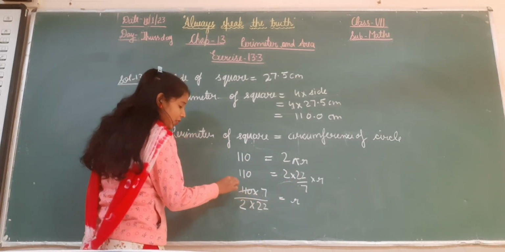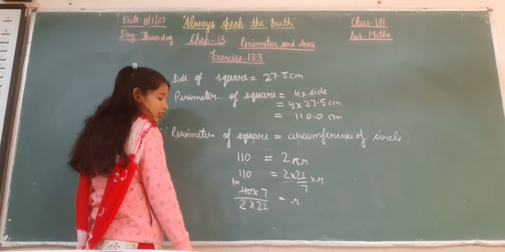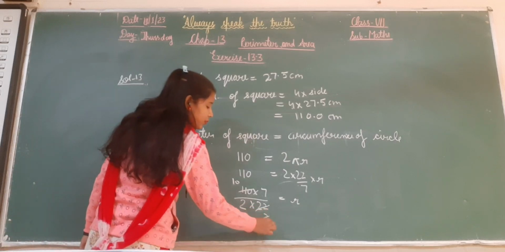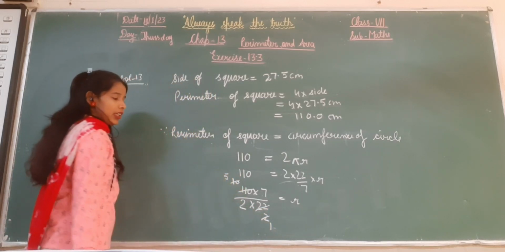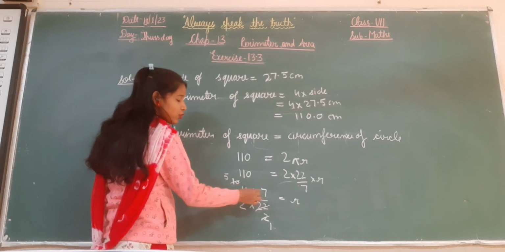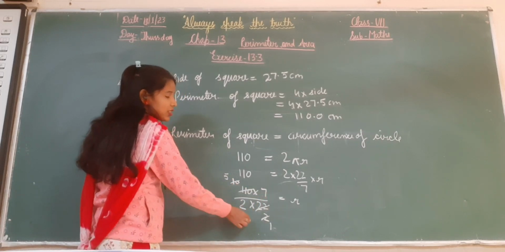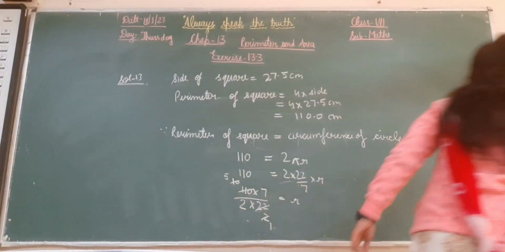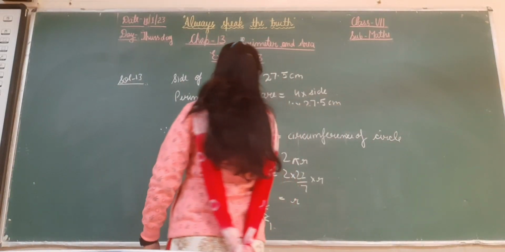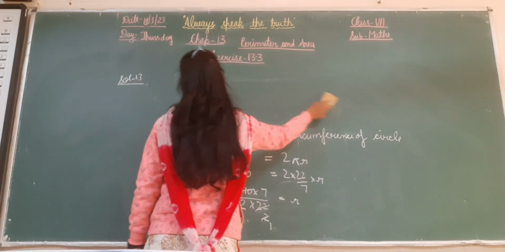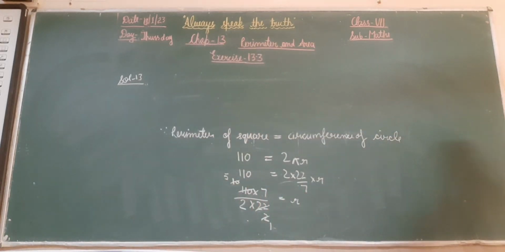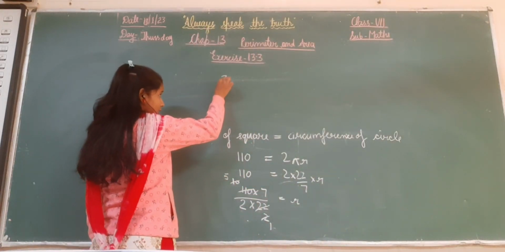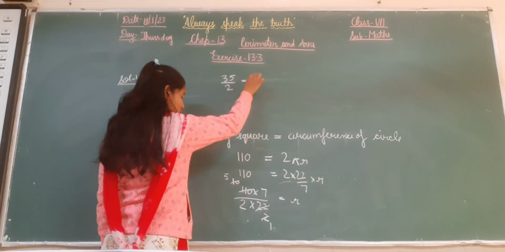So 11 1s are 11, 11 10s are 110, 11 2s are 22, 2 1s are 2, 2 5s are 10, right? So 5 into 7 is left in the numerator and 2 is left in the denominator. So that means 5 7s are 35 by 2 is equal to the radius.